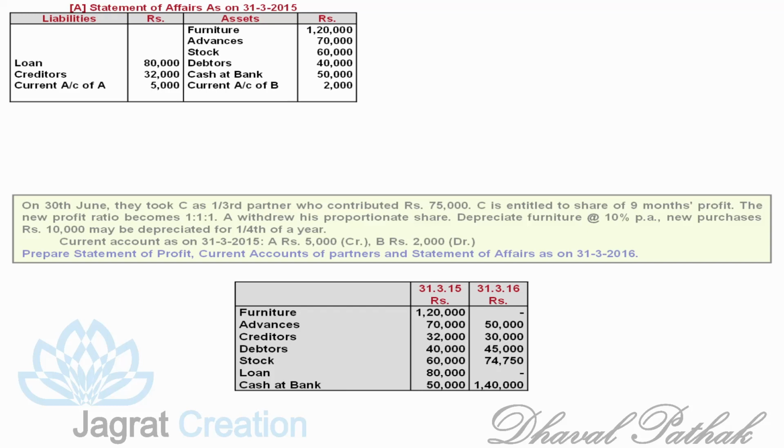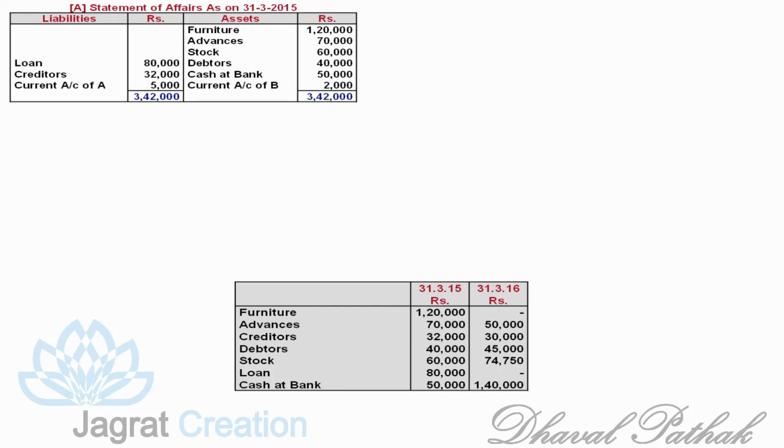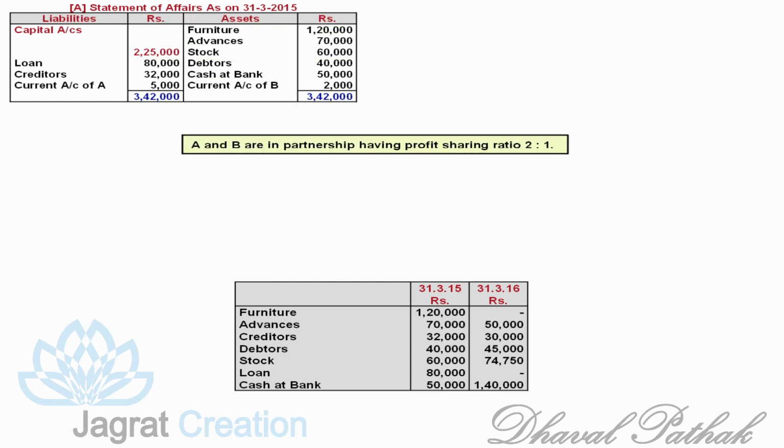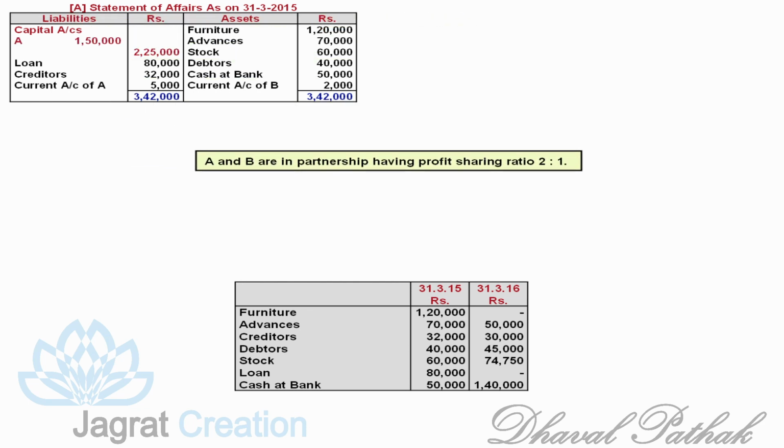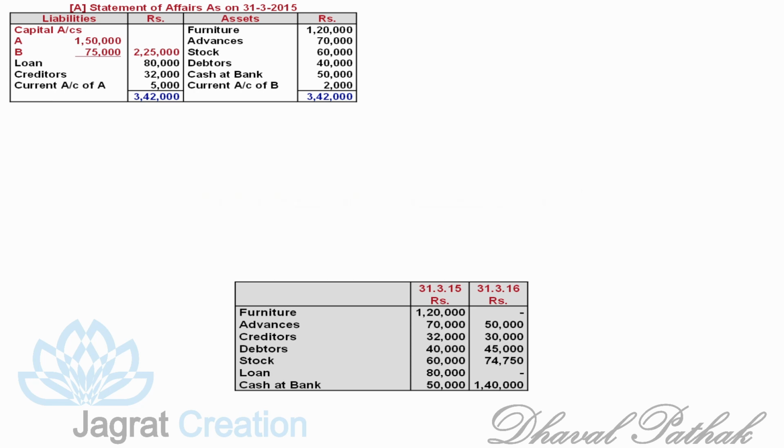Now total of assets minus total of liability. As you know that the capital will be 1,50,000 plus 75,000. So 2,25,000. Their capital is in the profit sharing ratio. So if you work out 2,25,000 into 2/3, capital of A will be 1,50,000 and capital of B will be 75,000. That is 2,25,000 into 1/3. This is how my opening statement of affairs is prepared.